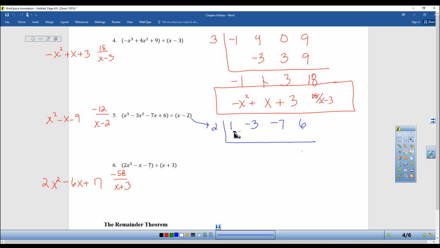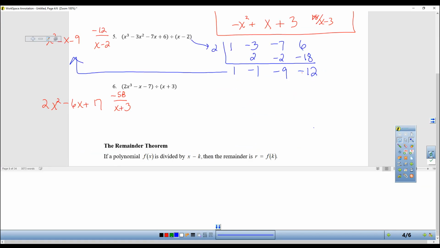Coefficients. So now I add, multiply, add, multiply, add, multiply, add. And you can already see, because I already wrote the answer, how I converted that. The -12 became the remainder. The 9 became the number term. The -1 became the x term, and the 1 became the x squared. I hope you're enjoying this.